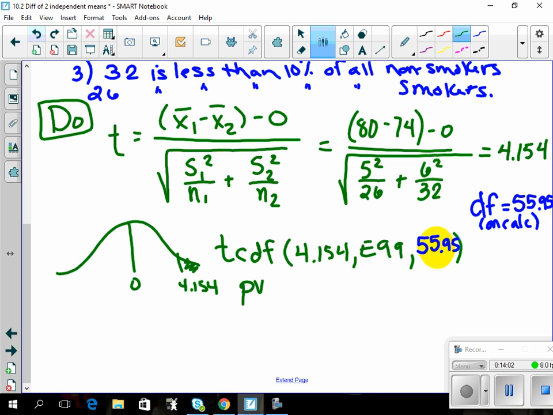Do we expect it to be small? Yeah, because isn't that an unusual test statistic? It's pretty high, right? Tell me what you get. The number I'm going to write down is going to look different than what your calculator gives you, but make sure you understand that they mean the same thing.